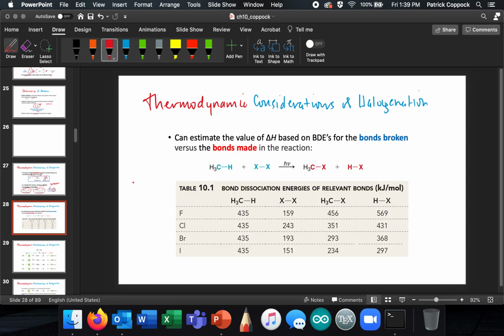All right, so let's look at the bond dissociation energies. The bond dissociation energies for that bond right there are all the same, of course. But if we're talking about a fluorine-fluorine, then it's 159. These are the bonds that have to be broken in order to fluorinate, right? And these are the bonds that are formed if we're going to fluorinate, or halogenate, right? In this case, it's these here and these here. So in order for us to find out the change in enthalpy, we take the difference between the bonds broken and the bonds formed.